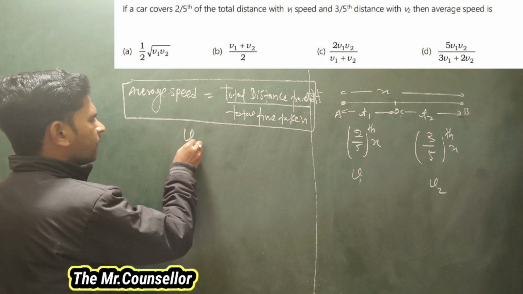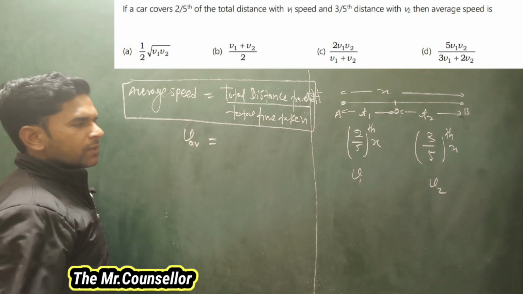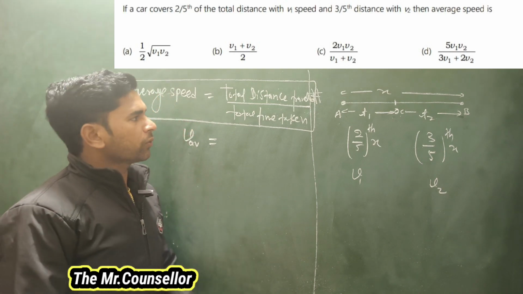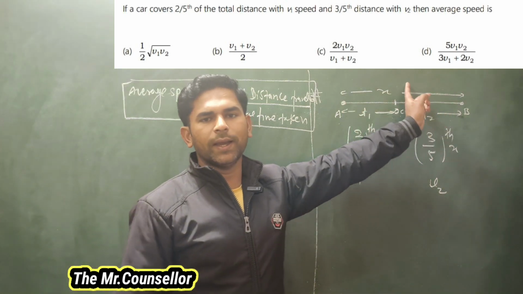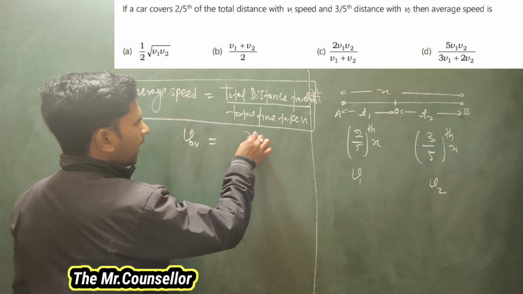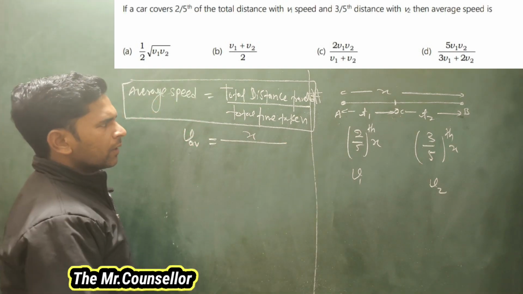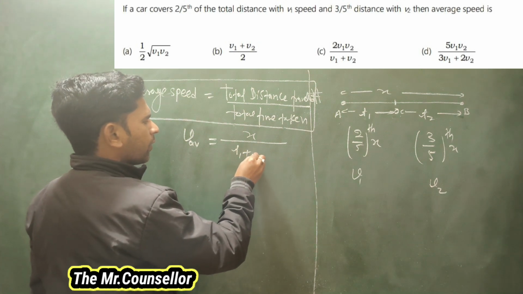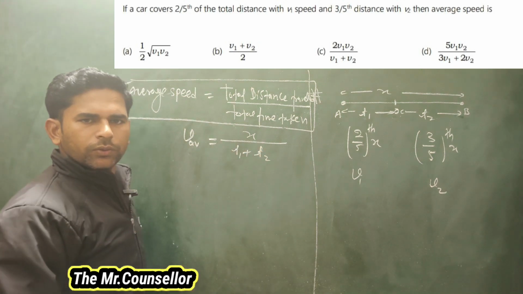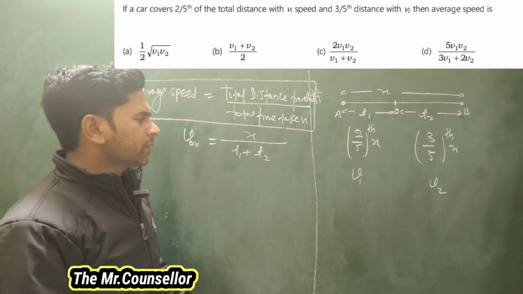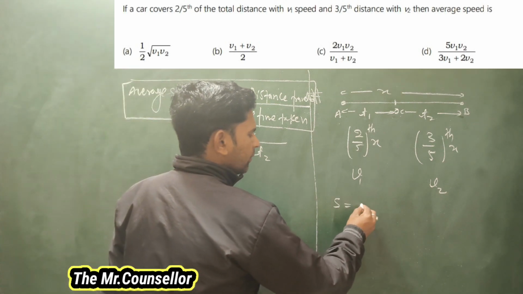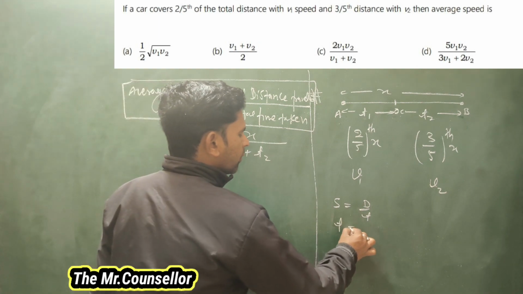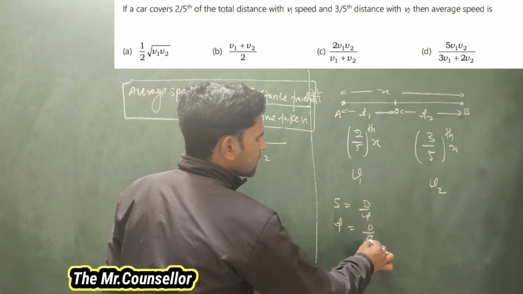So average speed, V average, is total distance. What is the total distance? A to B, x. Very good. x divided by total time, it means t1 plus t2. Is it okay or not? t1 plus t2. You know one thing, speed is equal to distance upon time. So when you write time, it will be distance upon speed.